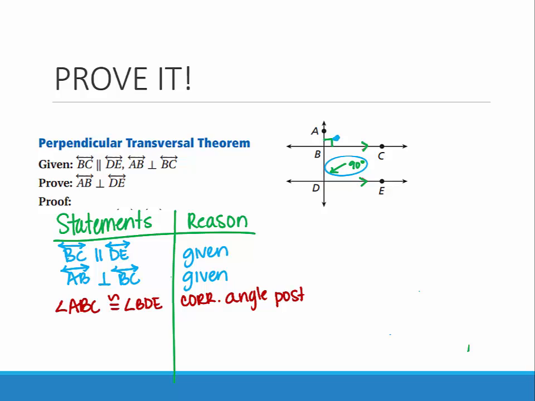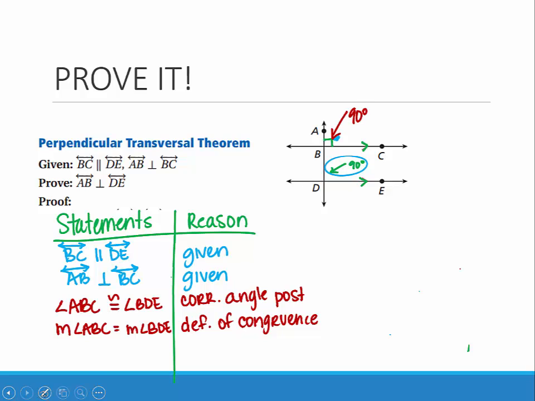And then think about what congruent means. It means that the measure of angle ABC is equal to the measure of angle BDE. That's the definition of congruence. The only reason we bring up the measure is because I know what the measure of this one is. I know it has to be 90 degrees. So let's use that. I know the measure of angle ABC has to equal 90 degrees, and this is the definition of perpendicular lines. I know it makes a 90-degree angle.